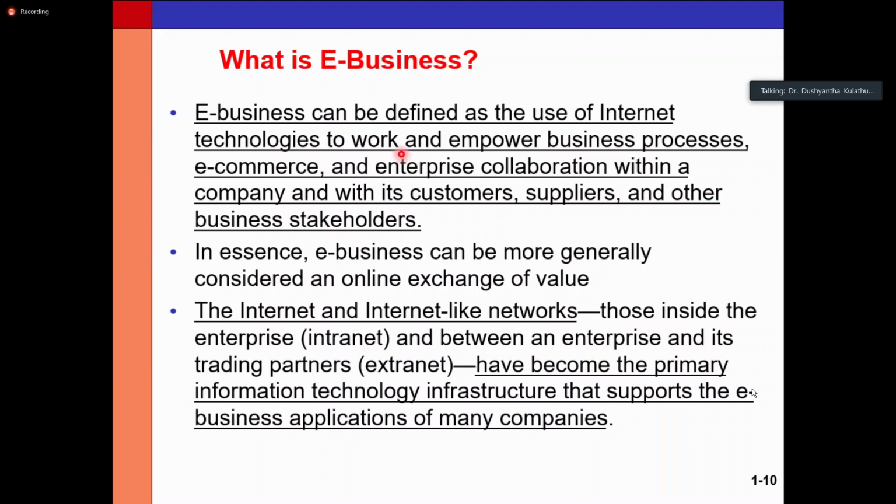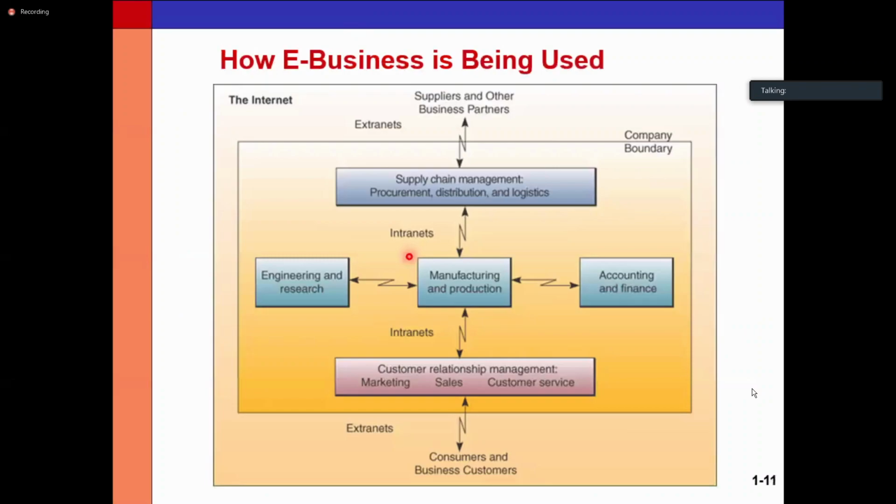We were talking about electronic business, and we said that the organization's information technology infrastructure is built on the internet and some other internet-like networks, and we elaborated on intranet and extranet. This is how e-business is being used within an organization, as elaborated in this particular figure.